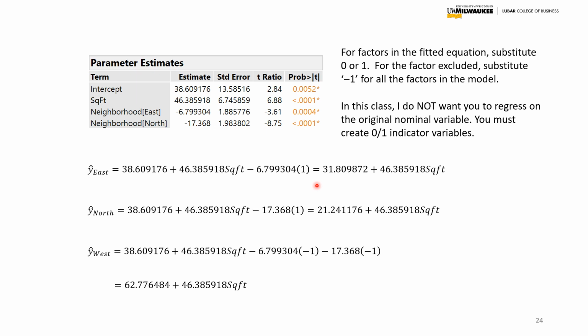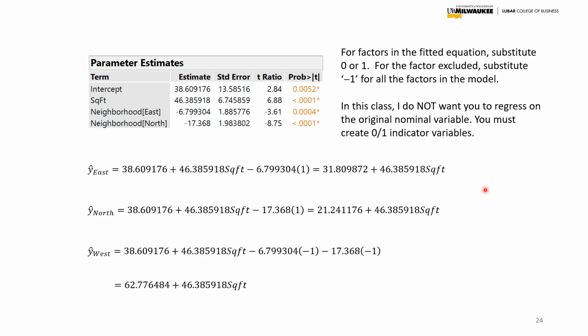I'm not showing the north one because 0 just cancels out that coefficient, and we get the following line. For the north neighborhood, we indeed put a 1 for north and 0 for east, and we get the following line. So far, so good. But here is where it gets a little different. For the west neighborhood, which is not in the model, what we do is substitute in -1 for all the variables or factors that are in the model. And we get the following line.